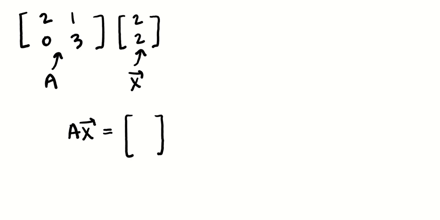Okay, and the first entry is going to be the inner product of those two things. So it would be 4 plus 2 is 6. And then I will take the dot product of these two things, and I will get 0 plus 6 is also 6. Now, as you can notice, AX is just a scaled up version of X.